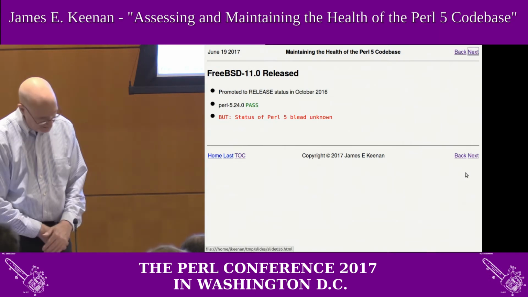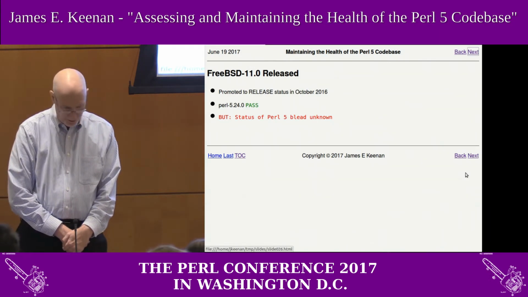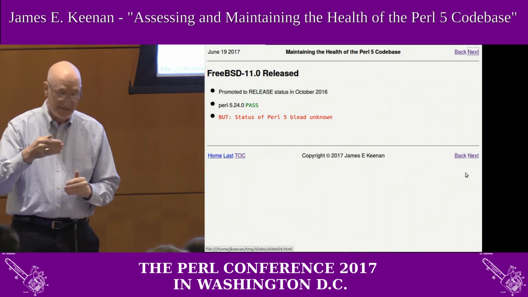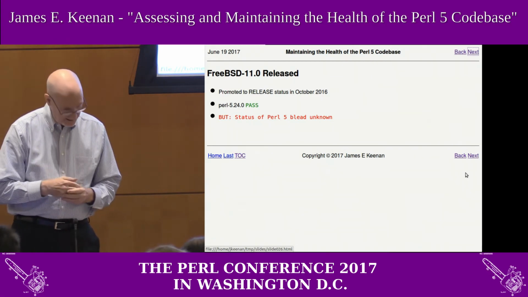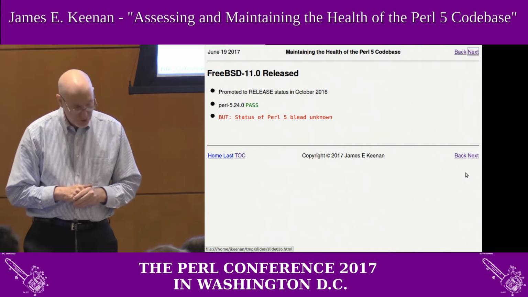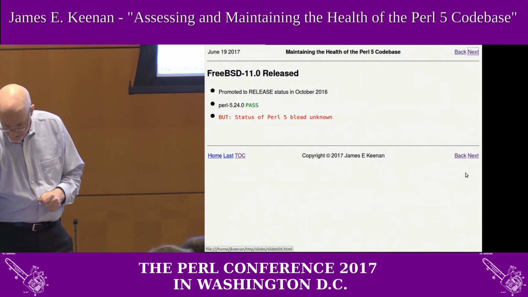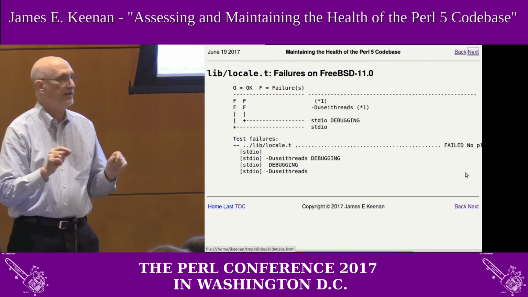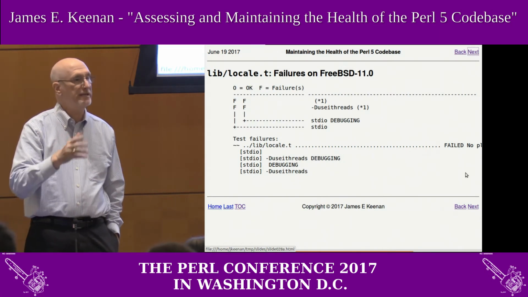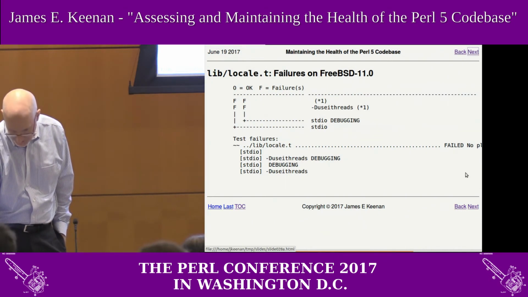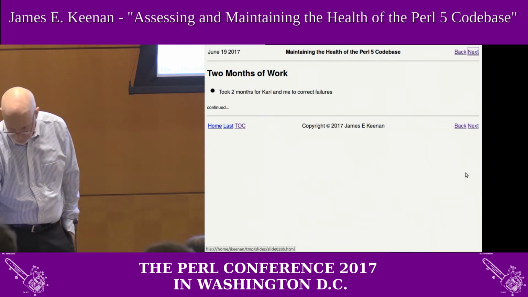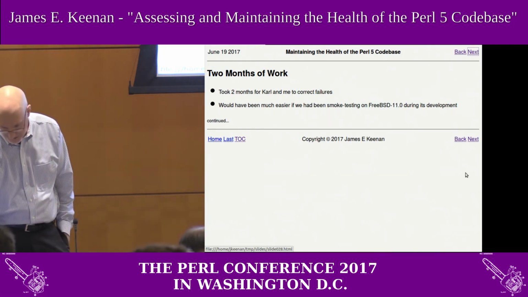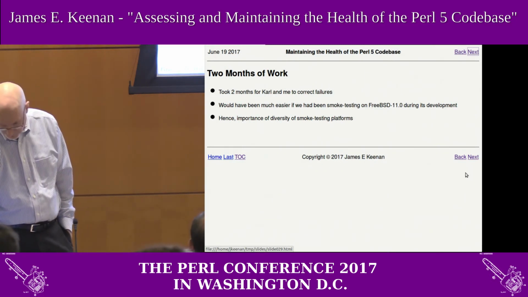In October of last year, however, the FreeBSD team released 11.0 as the latest production release. I realized that I did not know whether Perl 5 Bleed would build and test correctly on this new version. So I set up a second VM, this time using VMware, and installed FreeBSD 11.0. I then set up a test smoke configuration and triggered my first smoke test run. This was the first smoke test run on that system, but it was a fail. To make a long story short, it was a failure in the test called lib/locale.t, which suggested that the problem was with the locale-related code that Karl had committed 5 months previously. It took us more than 2 months to correct the failures. But it would have been so much easier if we had been testing on FreeBSD 11 during its development process. So this is the importance of diverse smoke testing.